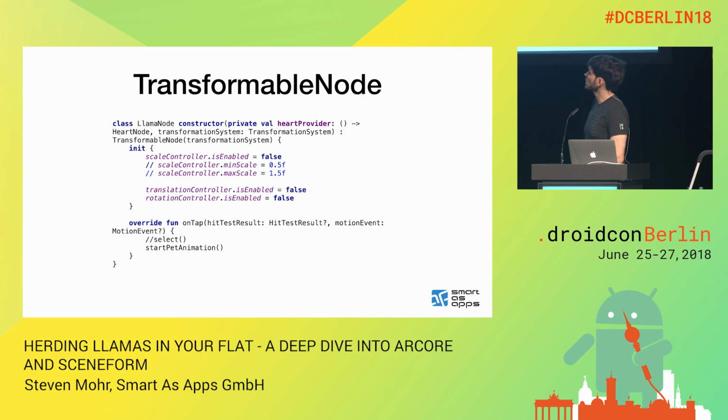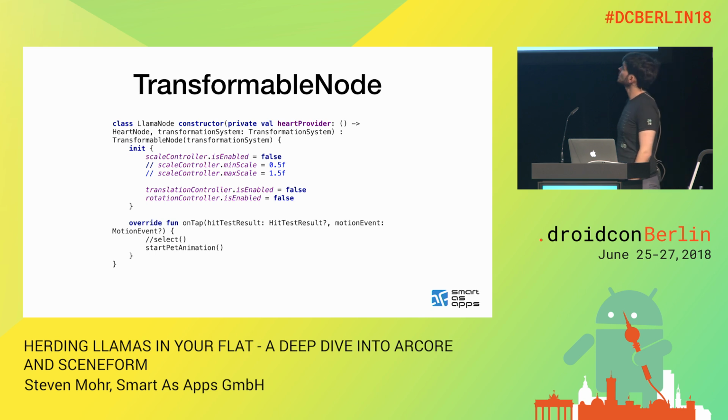For this one, for the Llama, we don't want to scale llamas. They come in the size they are. We don't want to move them around because they will move on their own, and we also don't want to rotate them, so we just disable all of this. But it's just for this kind of node. So for fences, they can just rotate, as you have seen in the first video.